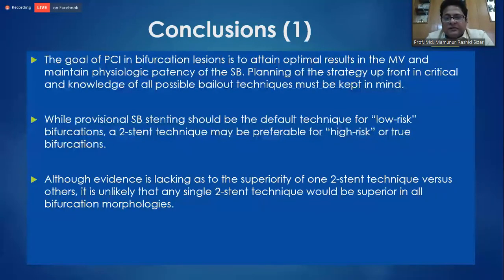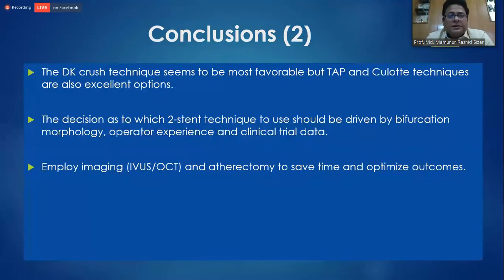Although evidence is lacking regarding the superiority of any procedure, we do not find that DK crush technique nowadays is more superior than TAP and Culotte. Every procedure has some advantage. In case of Culotte, the side branch ostium coverage is more, and in case of DK crush technique, the reconstruction of the vessel is good. IVUS and OCT should be used to help in the treatment of bifurcation lesions. Thanks to all the organizers for the session.